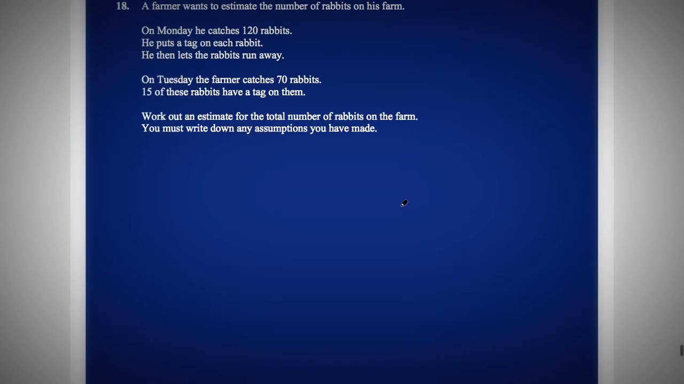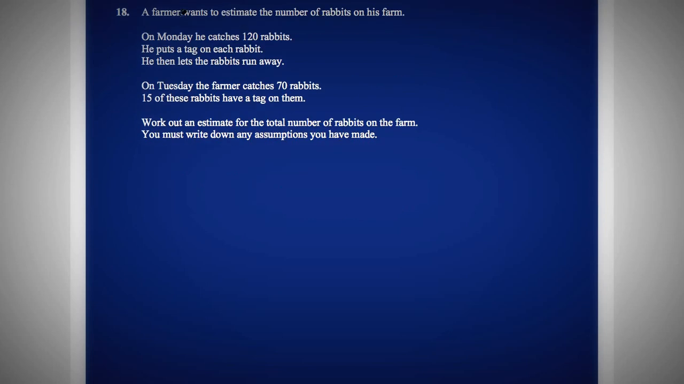Yes, must be the final question. It is. A farmer wants to estimate the number of rabbits on his farm. On Monday he catches 120 rabbits and he puts a tag on each rabbit and then he lets the rabbits run away. On Tuesday the farmer catches 70 rabbits and 50 of these rabbits have a tag on them. Work out an estimate for the total number of rabbits on the farm. You must write down any assumptions you have made.